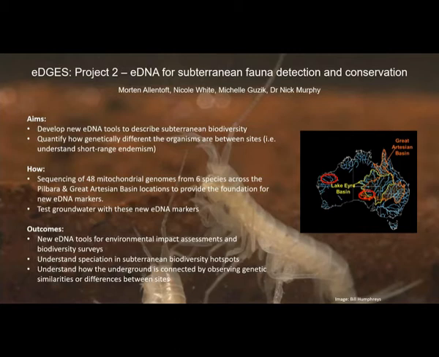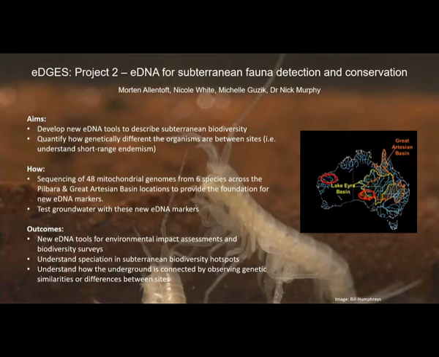In this project, we will generate a high-resolution mitogenome reference database for selected taxa across geographic sampling points, both from the Pilbara in Western Australia and the Great Artesian Basin in South Australia. This will allow the investigation of intraspecies genetic diversity and differentiation in these taxa in greater detail than attempted before in subterranean environments.